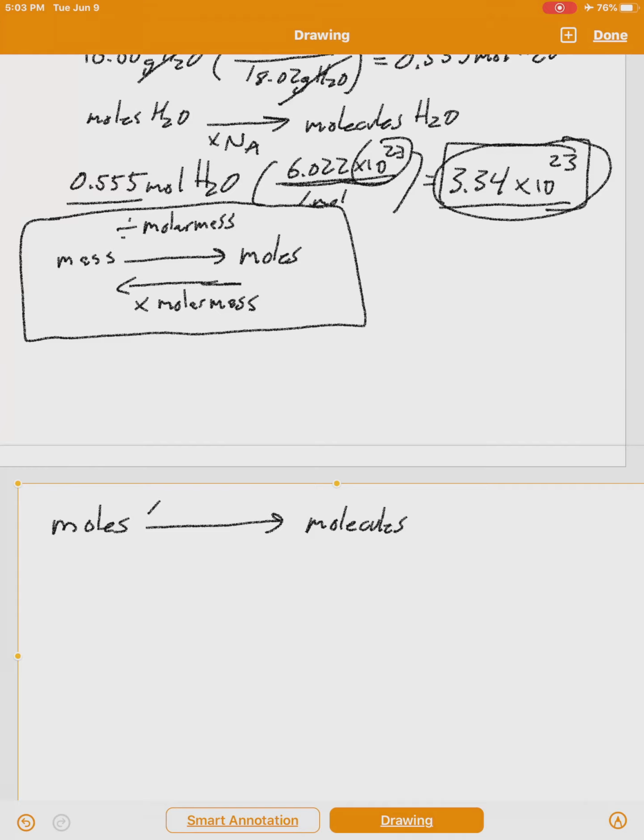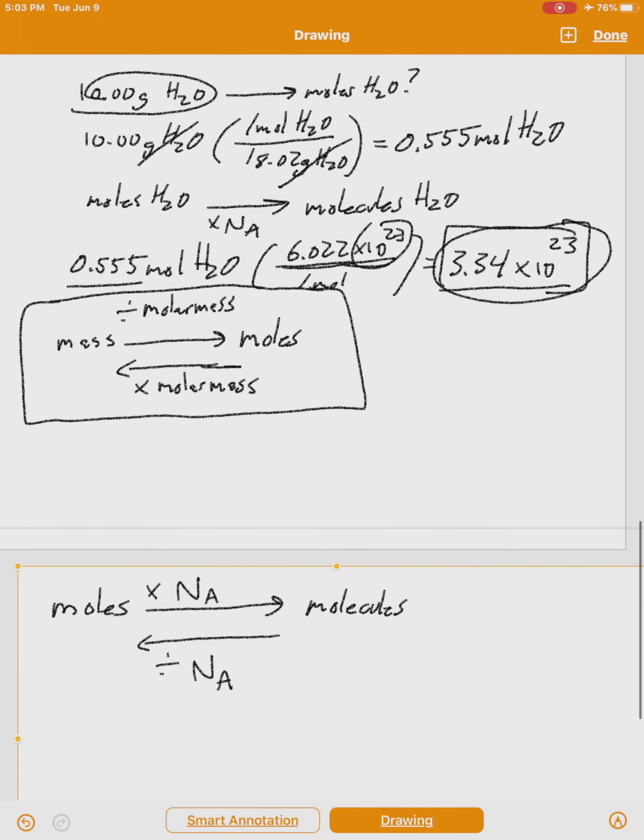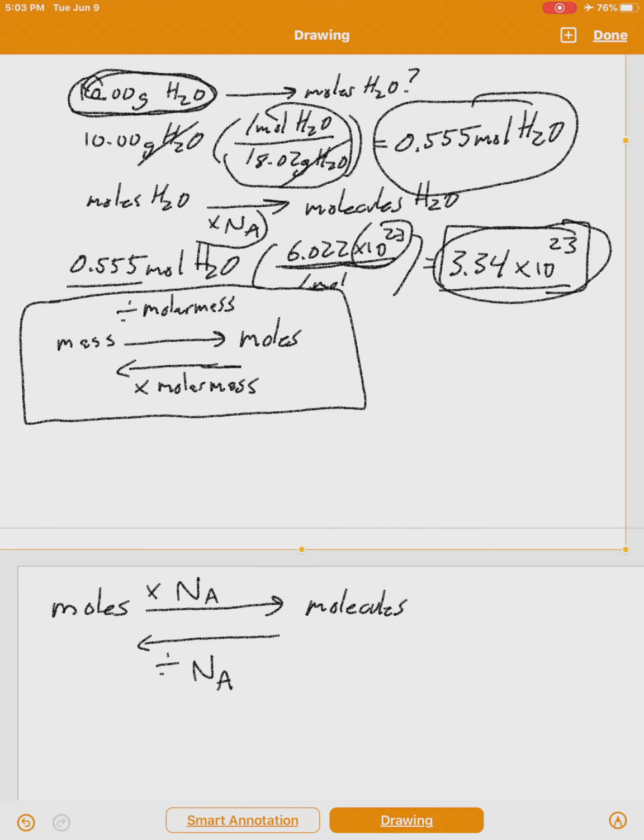Well, what we did was we multiplied by Avogadro's number, 6.022 times 10 to the 23rd. So if you want to do the reverse of that, if you want to go from molecules to moles, you divide by Avogadro's number. So think about what we did here. We had the mass, 10 grams of water. We divided by the molar mass to get the number of moles. And then we multiplied by Avogadro's number to get the number of molecules.